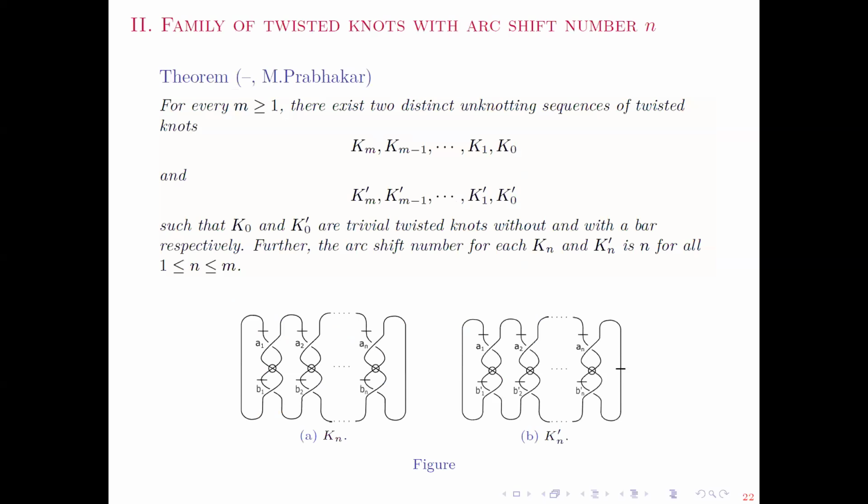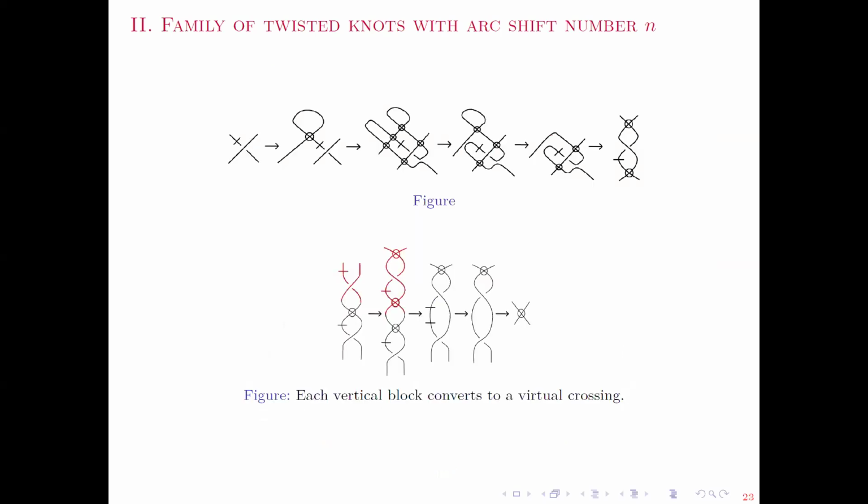In the next one, we have given two unknotting sequences of twisted knots. In the first one, for Km, you apply one arc shift move and get Km minus 1, and it reduces to K0, which is the standard trivial diagram. And the next sequence, K0 prime, is the other trivial diagram with one bar. So that is the difference between K0 and K0 prime. The proof is of a similar type.